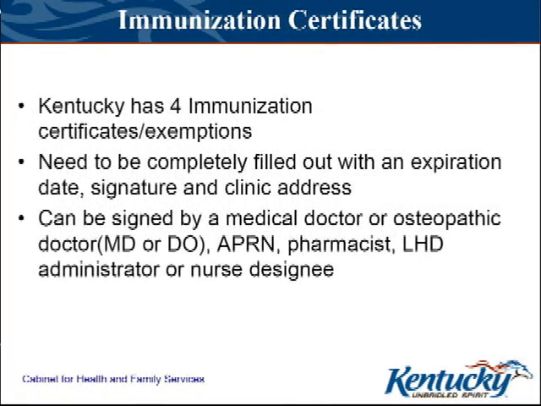So, in order for us to show that a child has received all of their required vaccines for them to either get into daycare or school, we have certificates. And in Kentucky, we have 4 immunization certificates or exemptions. And I just want to point out that you want to make sure that you completely fill these out. Make sure that they have an expiration date, that you have signed or initialed those, and that you also put your clinic address on that certificate.